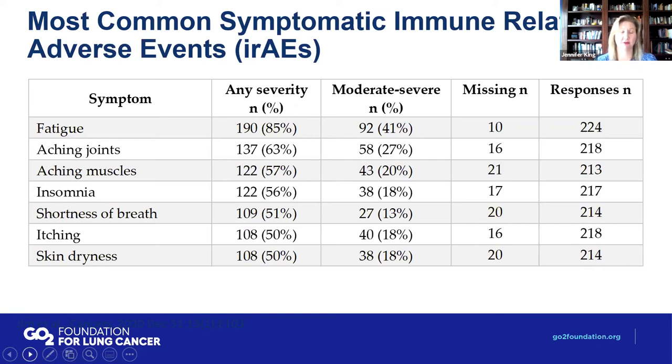So we know that fatigue and aching joints and muscles are now a symptom that clinicians really need to be looking out for as they move forward prescribing these drugs. There are some evidence-based interventions for fatigue and clinical trials happening. So this is really an area where we can expand research, to make sure that living with lung cancer, and living with the many types of cancer that these immune checkpoint inhibitors are approved for, we can also be addressing side effects from these therapies.